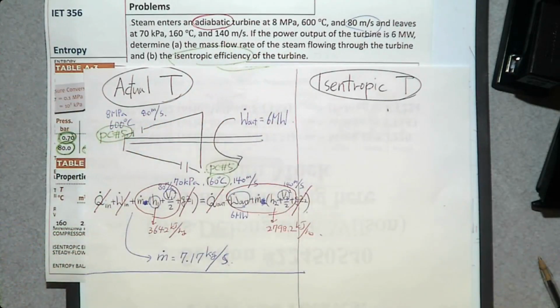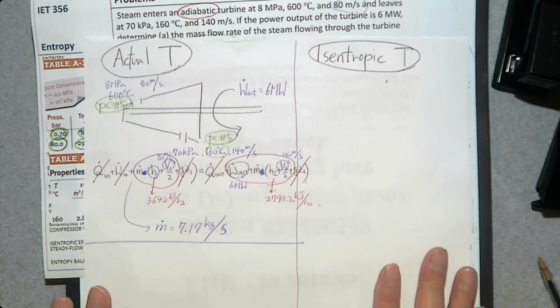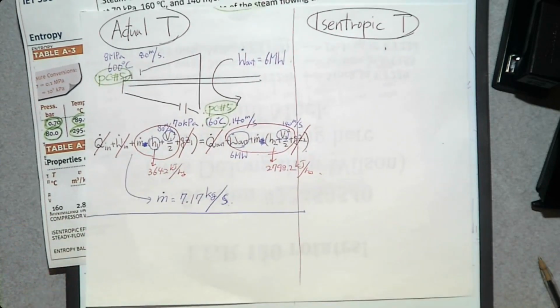Okay, we did that. And part B, the isentropic efficiency of the turbine. You remember how to determine the isentropic efficiency? I told you, right? We are going to determine how much power the actual turbine produces, and we are going to determine how much power the isentropic turbine produces, and we are going to compare these two values. Whichever is greater goes to the denominator. Whichever is less goes to the numerator. So between the actual turbine and the isentropic turbine, which one produces more power?